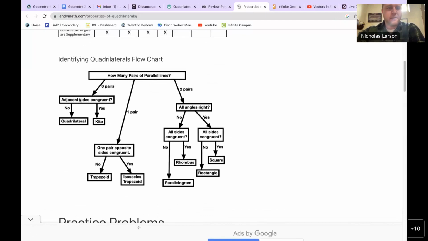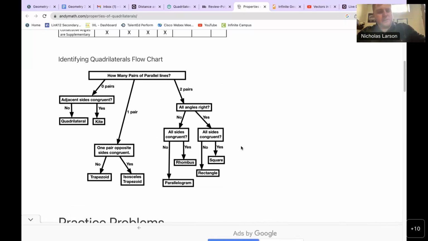No. Okay. Are the sides congruent? No. It's a quadrilateral. Yes. Kite. So you can kind of go about these questions asking yourself, hey, does it have parallel lines? Yes. Are the angles right? No. Are all sides congruent? No. Okay. Are all angles right? Yes. All sides congruent? Yes.